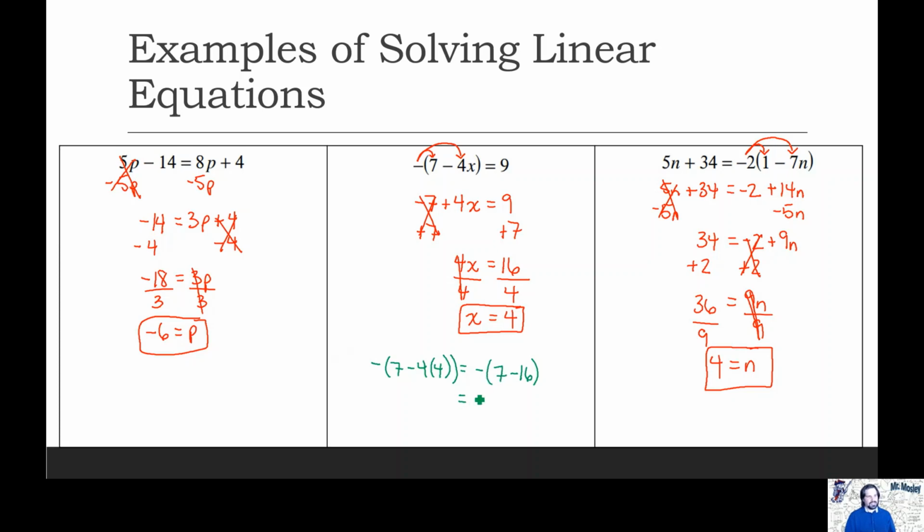And then we have this negative 7 minus 16. Negative 9. Negative 1 times negative 9, positive 9. And our solution checked out. Okay. So again, you want to take that extra step, especially while you're still learning how to solve linear equations, to check your solution. It's the best way to identify if you've made an error, see if it works. Right?